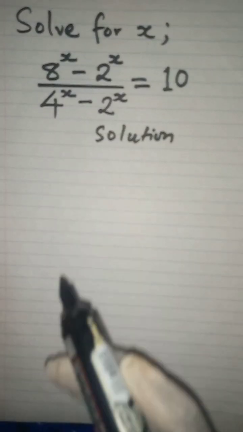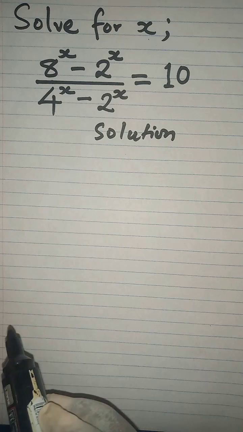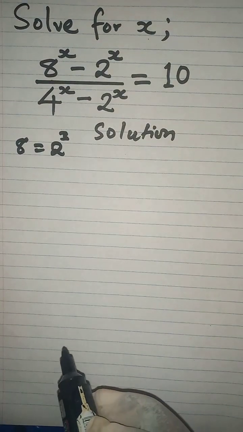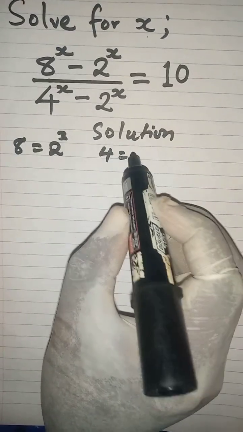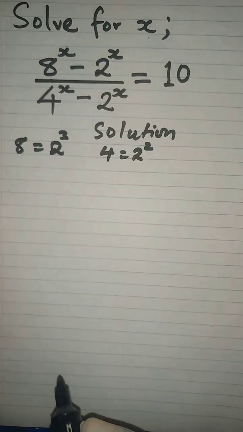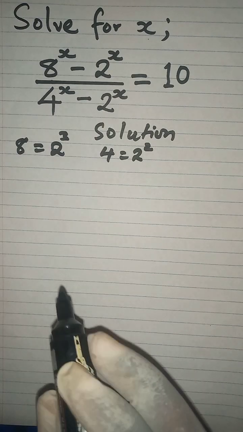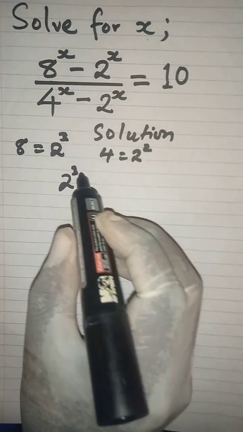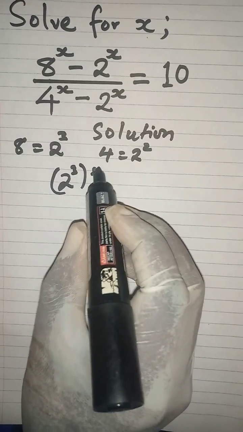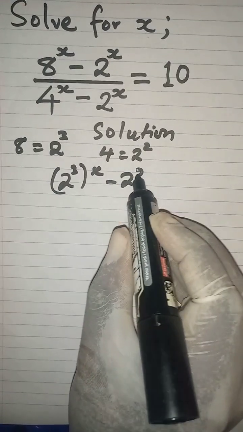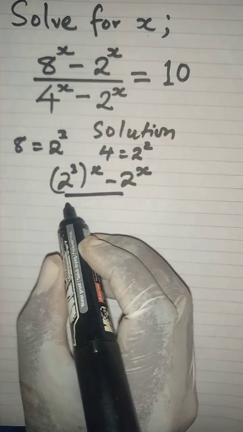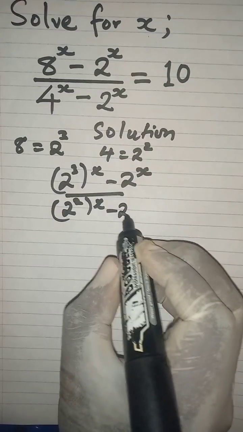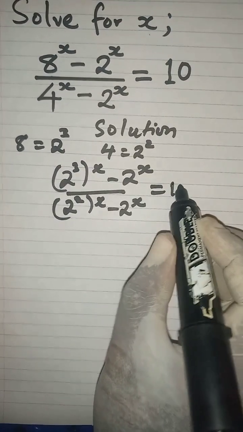We know that 8 can be written as 2 to the power of 3, and of course 4 can also be written as 2 to the power of 2. So I'm going to use that, and I'll write it as 2 raised to 3, remember x is outside, minus 2 to the power of x, divided by 2 to the power of 2, and of course x is outside, minus 2 raised to x should be equal to 10.